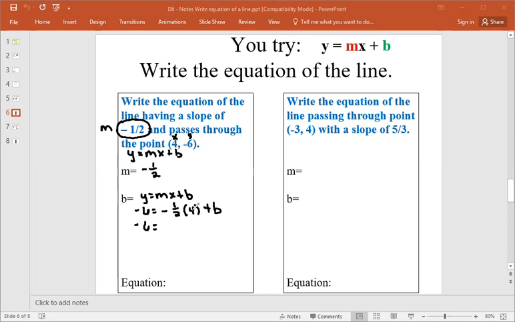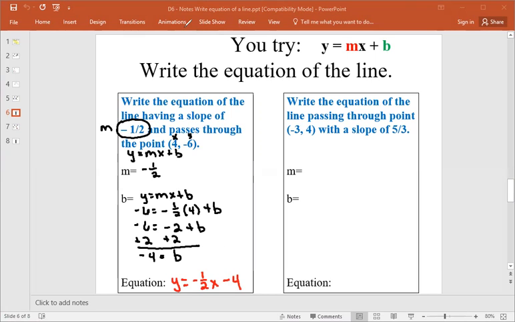Okay, so I'm going to take -1/2 times 4. That gives me -2. We'll now add 2 to both sides. -6 plus 2 is -4. So our y-intercept here is -4. So for our equation, we're just going to plug in the numbers that we know. Y equals our m, which is -1/2 x, and our b, which is -4.